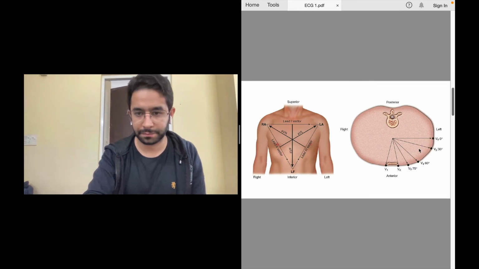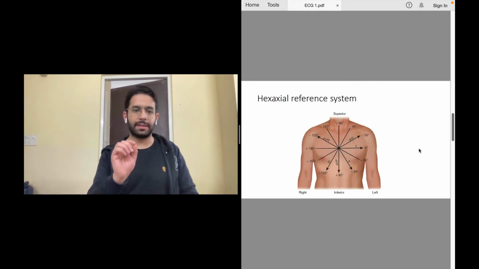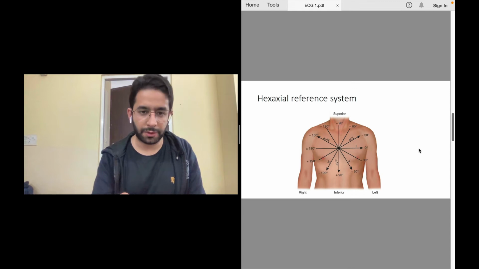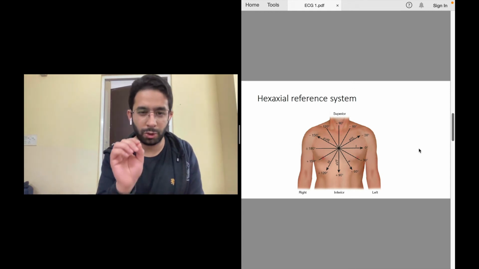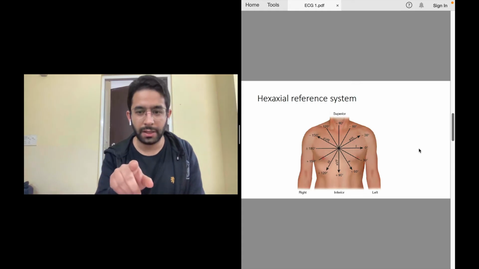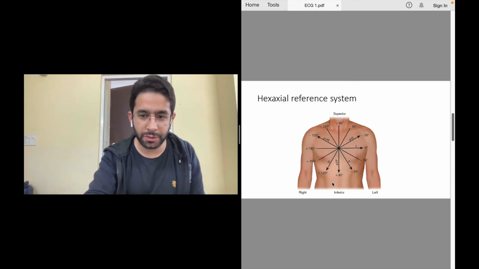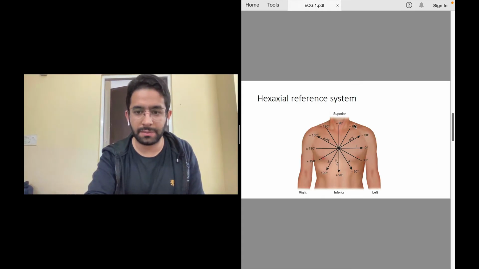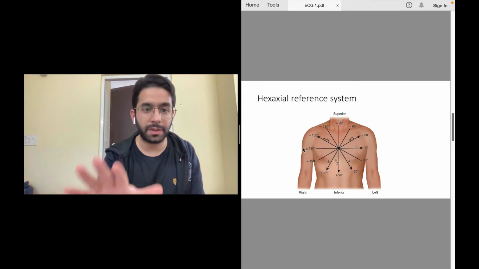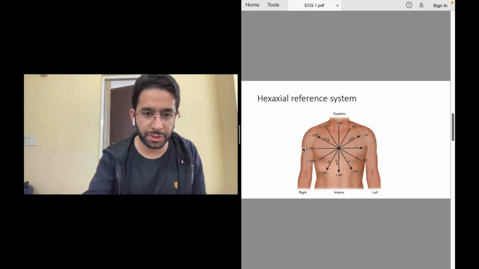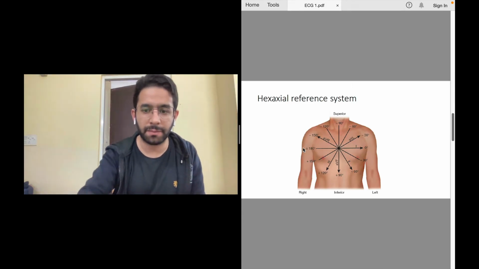Okay. Now, this is the other very important thing that you have to remember, rather memorize: hexaxial reference system. See, there is no logic behind why these numbers are positive on the downside of the picture, why these numbers are negative on the upside of the picture. This is irrational, but this is what is conventional. This is how the literature is based, and this is how we have to remember this.